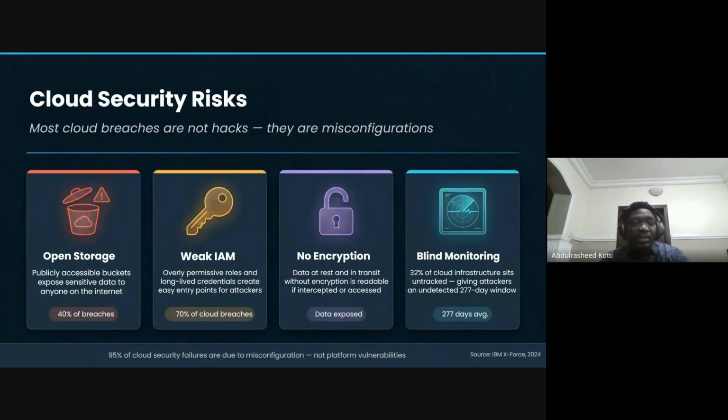Now let's talk about cloud systems and the risk that comes with it.